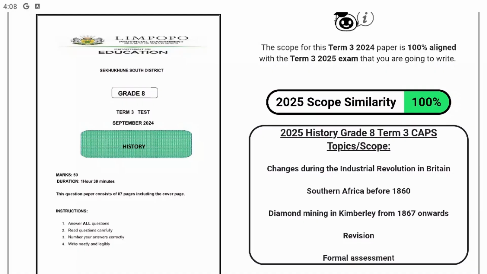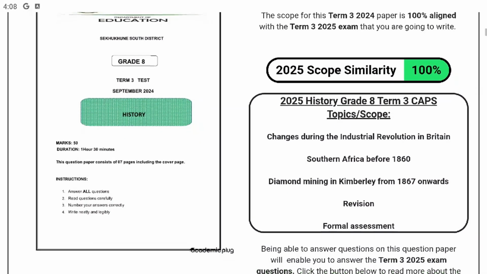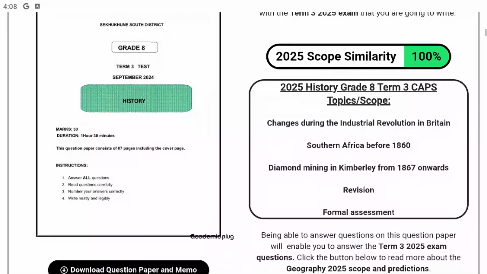So being able to answer questions on this question paper will allow you to answer questions that are coming in the term 3 exam, right? So the scope is based on changes during the Industrial Revolution in Britain, Southern Africa before 1860, diamond mining in Kimberley from 1867 onwards, and then revision and formal assessments, right?